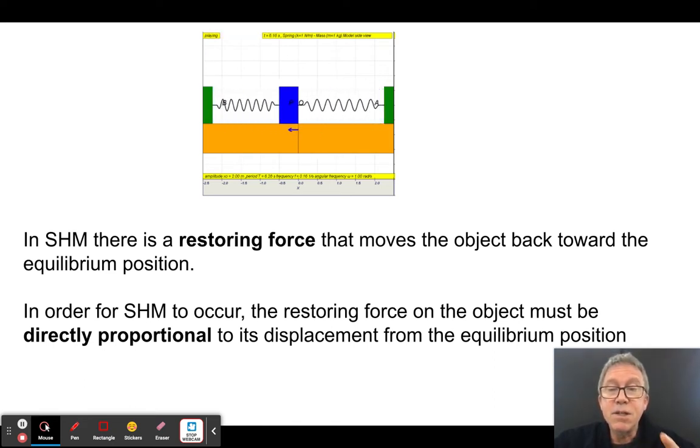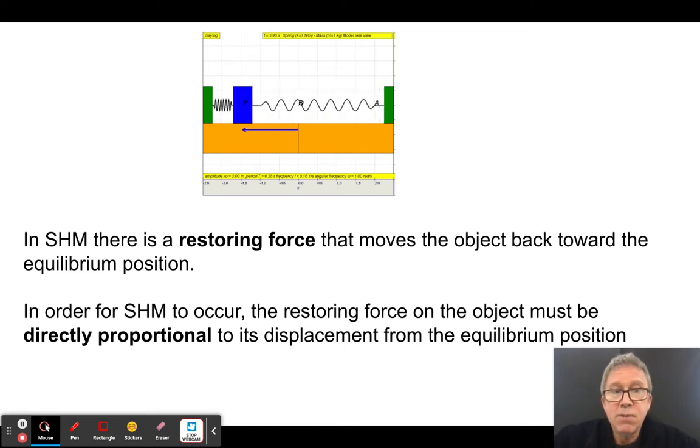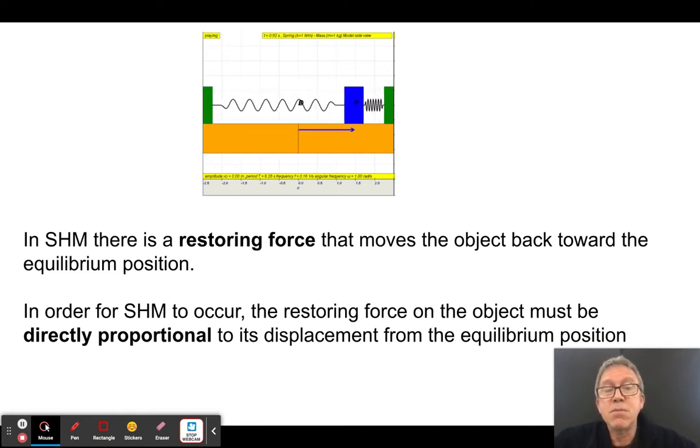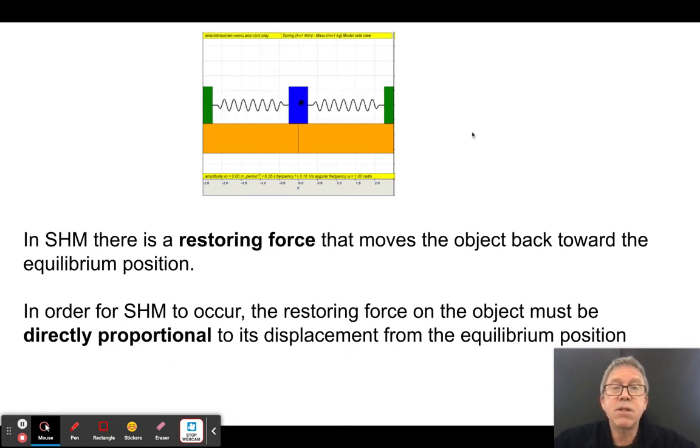All right. But the other thing that's really important is you can get it to oscillate, but for it to exhibit what we call simple harmonic motion, which has these equations that we can apply, then the amount of restoring force has to be directly proportional to the amount of displacement. In other words, displace it twice as far, and you will have twice as much restoring force. If that is the case, it will exhibit what we call simple harmonic motion.